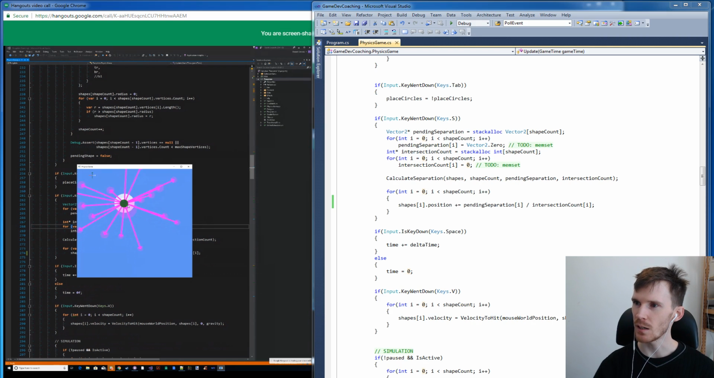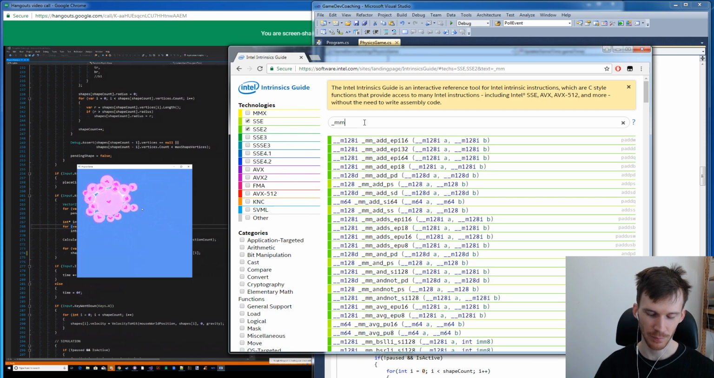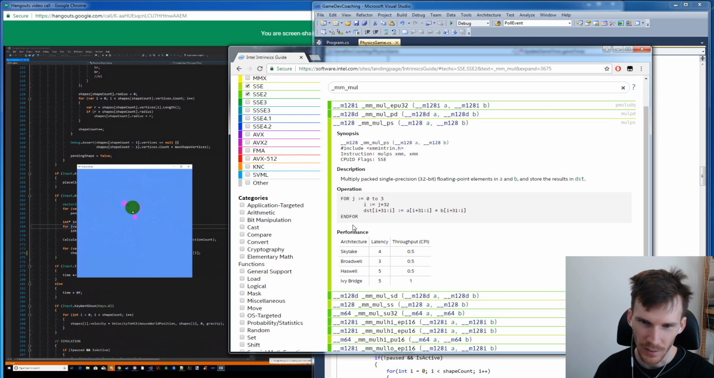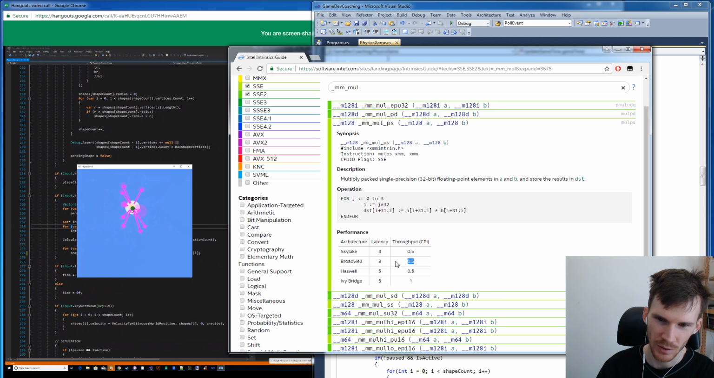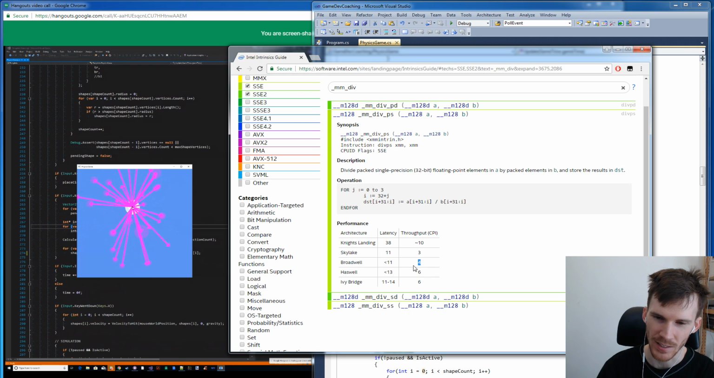Well, it's actually a question we can answer really easily. If I look up _mm_mul_ps, multiplication has a latency of 3 and a throughput of 0.5, so you can actually do 2 of these in parallel on Broadwell and Haswell. And we just looked at div, _mm_div_ps, which has a much higher latency. It's 8 times slower, roughly speaking. So it is in fact the case that multiplication is better.